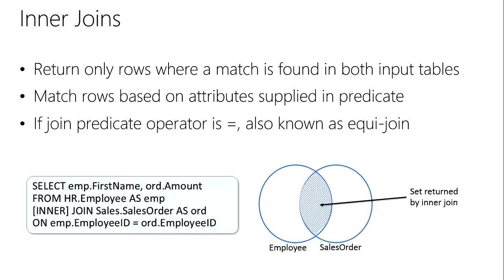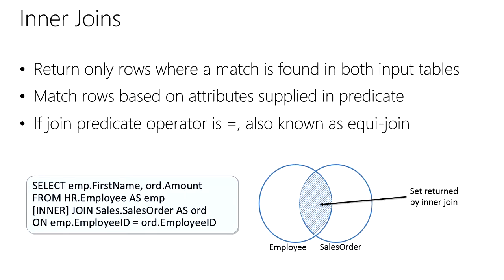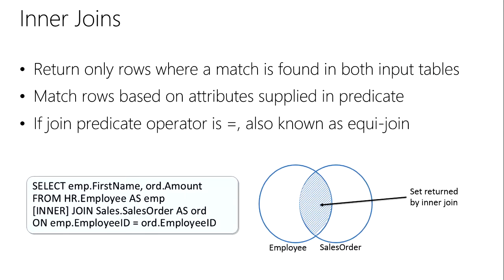Now you'll notice I've put the inner in square brackets there. That's because, like much of SQL, we've talked about this before, the inner is actually optional. If I just put join, then SQL Server or Azure SQL Database knows that that means an inner join. So I don't need to specify inner. When I'm writing Transact-SQL, I usually do, just because I like to be explicit about what type of joins I'm creating. So I tend to be as explicit as I can, but you don't have to. You could just say from employee join order.